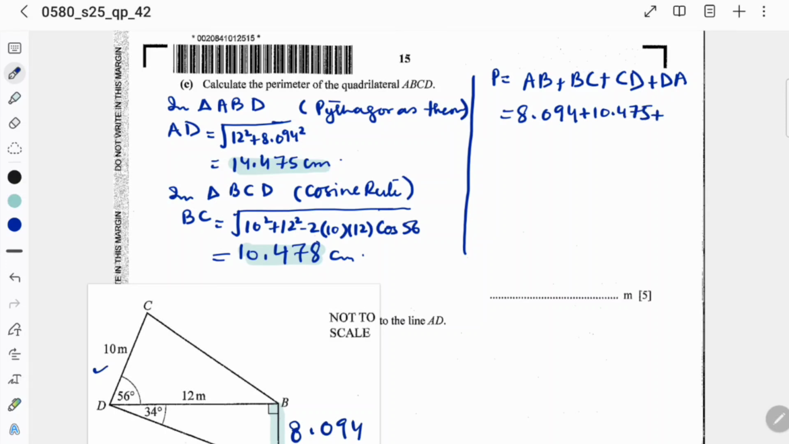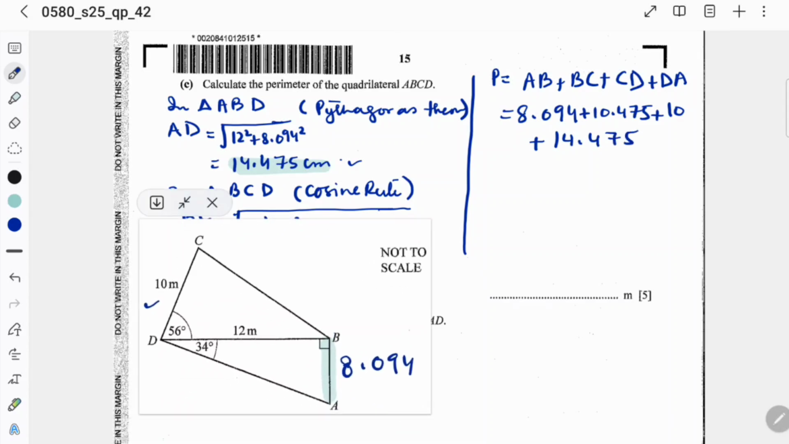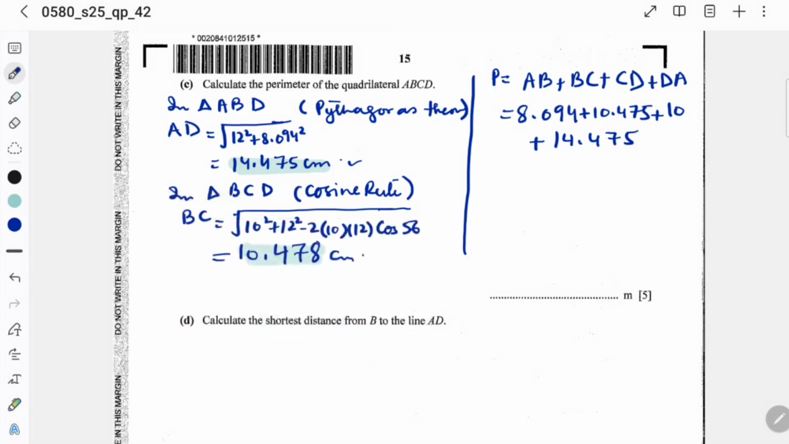And your CD side is just 10. And your DA side is 14.475. You can see in this diagram all the boundary lines I have taken. So just add it together, it's very simple. That is becoming 43.047, and we can write down the 3 significant figure answer, so that is 43.0. In this question, you can add more steps to get 5 marks. Just show the working for your AD and BC sides, and the numbers without the square roots as well. All right, so that is enough for this question.